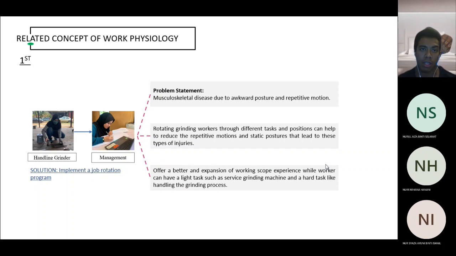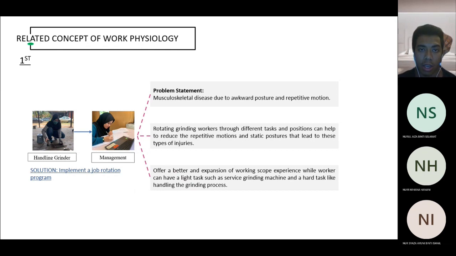Now I will explain the related concept of work physiology. Firstly, we need to understand what physiology in ergonomics is. Physiology in ergonomics is the understanding of the physical limitations and capabilities of the human body and how different activities can affect the body over time.